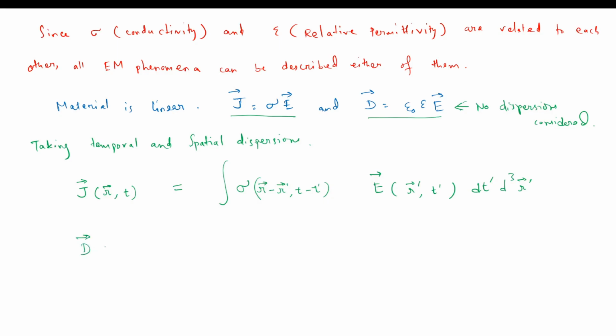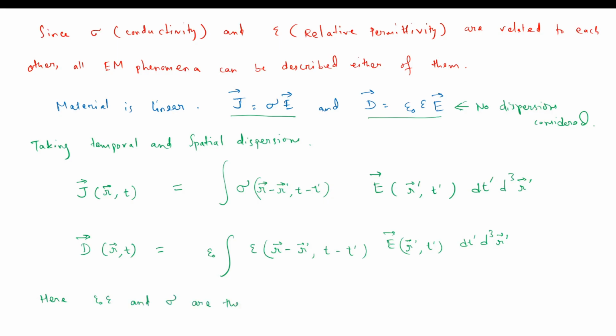D at some r and t is epsilon naught and epsilon of r minus r prime, t minus t prime, times E of r prime, t prime, dt prime d cube r prime. Here epsilon naught, epsilon and sigma are the impulse response functions.